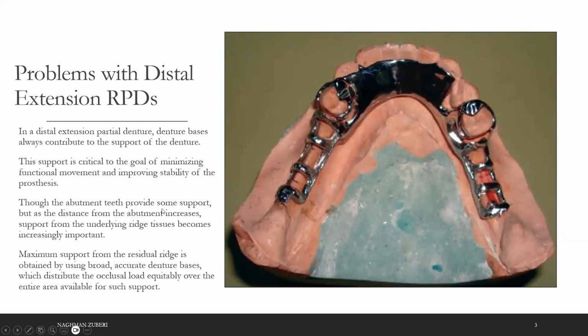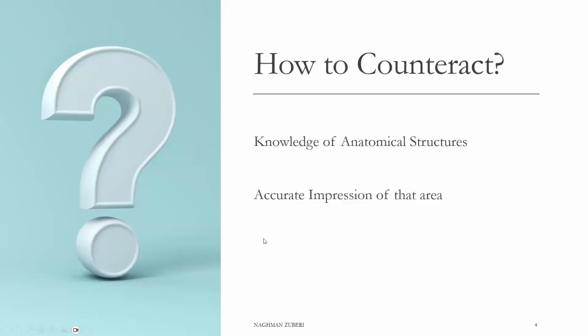This support is critical to the goal of minimizing functional movement and improving stability of the prosthesis. Though the abutment teeth provide some support, as the distance from the abutment increases, the support from the underlying ridge tissues becomes increasingly important. Maximum support from the residual ridge is obtained by using a broad, accurate denture base, which distributes the occlusal load equitably over the entire area available for such support. How to counteract this problem? We should have adequate knowledge of the anatomical structures, and we take an accurate impression of that area.